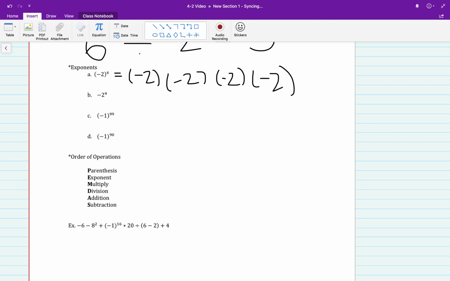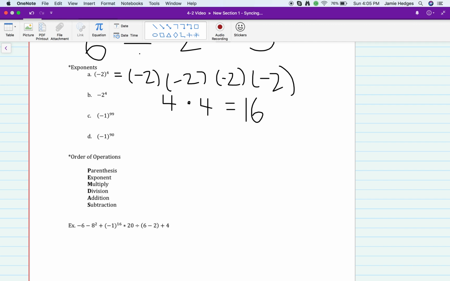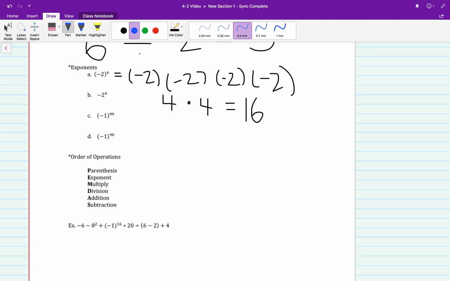So this answer here is going to give me a +4. And this answer here is going to give me a +4. And if I multiply those together, I'm going to get 16 as my answer. To foil that, or show you the opposite of it, if I look down here at B, the negative is not part of the exponent. Because if I go down to my order of operations, there are no parentheses in B. There is an exponent, and that negative really is multiplication. That's -1 times 2. So the negative doesn't come into play until after I do the exponent.